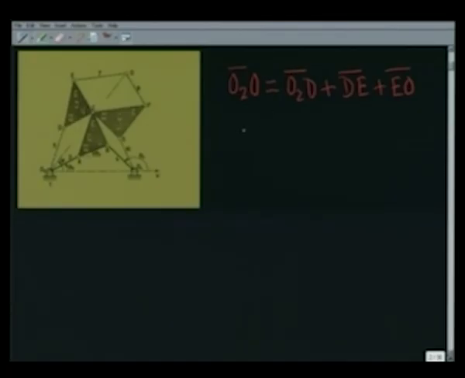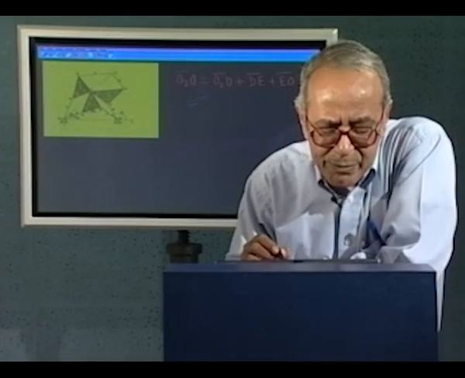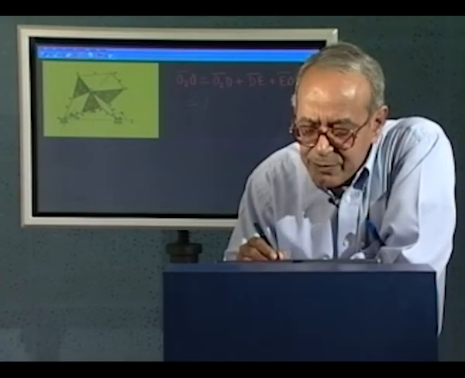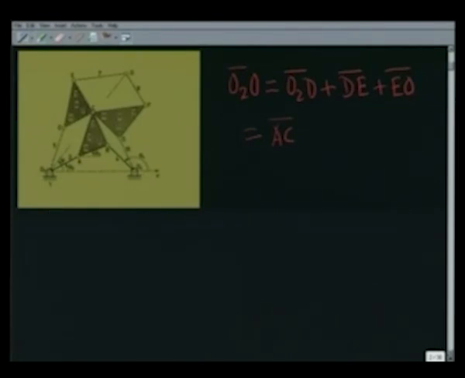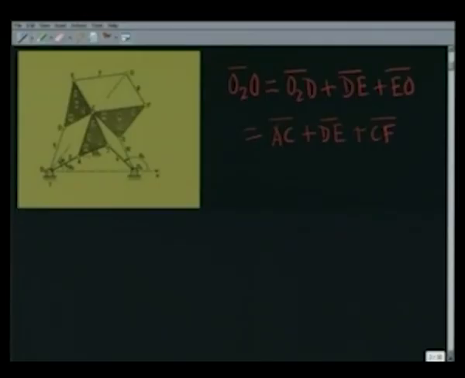So, now let me write the vector O2D as same as the vector AC, because they always remain parallel and of equal length, plus DE, plus EO, which is same as CF, because CF and EO always remain parallel and of equal length.